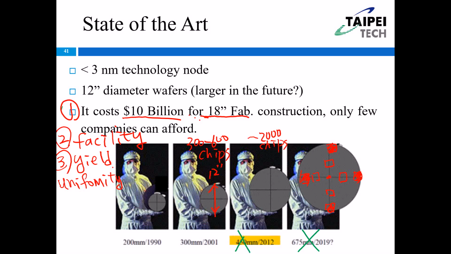For the large silicon wafer, it's more difficult to control the uniformity for each chip. So that's the reason the yield for the large silicon wafer will be reduced. I think it's the most important reason why the IC fab doesn't want to use the large silicon wafer.